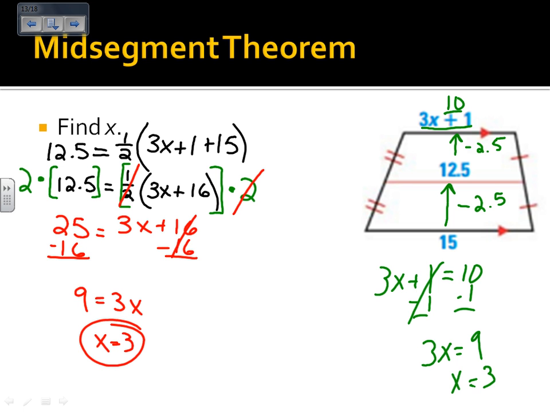The shortcut won't always work. Let's say that there was an x right here instead of 12.5, like a 5x minus 7 or something like that. All of a sudden it becomes a lot more tricky. Any questions on this problem?